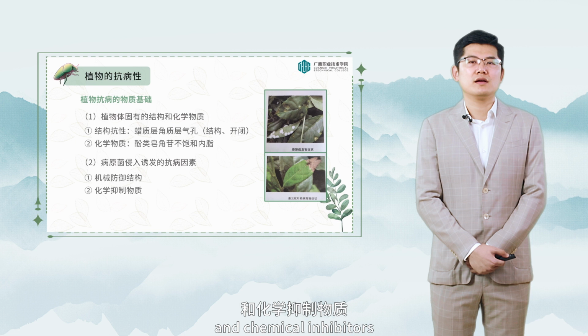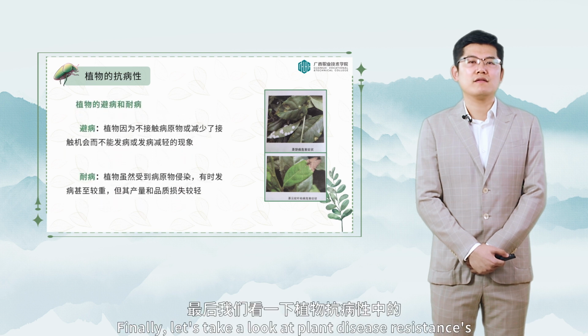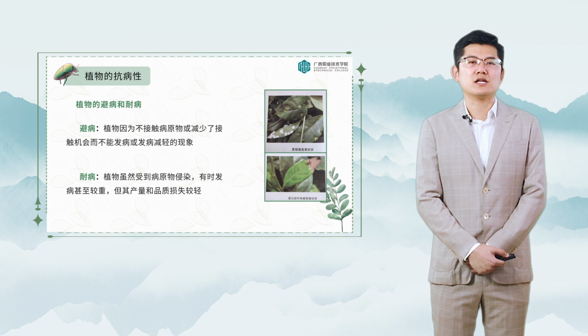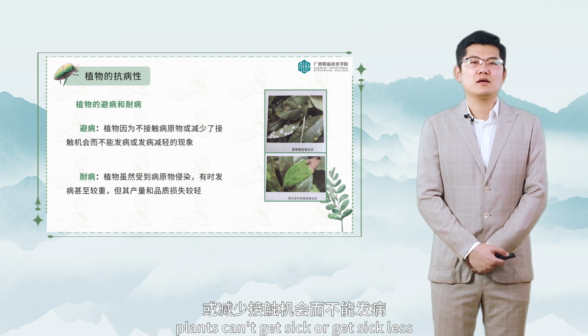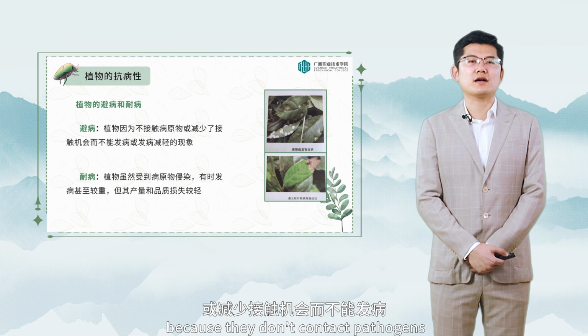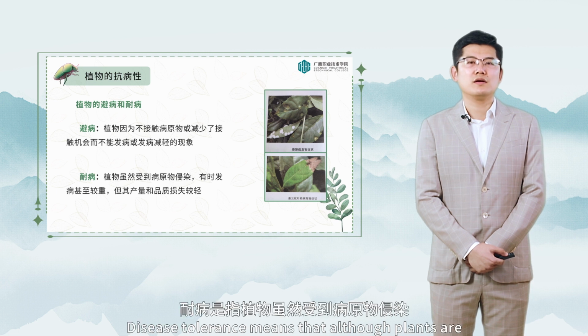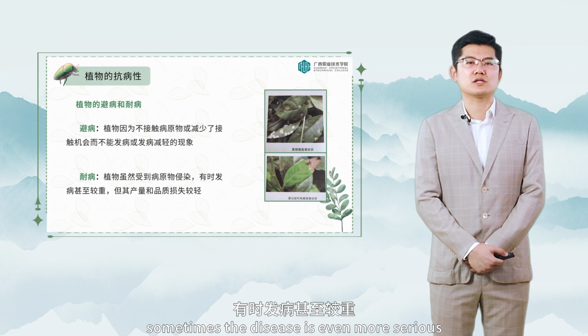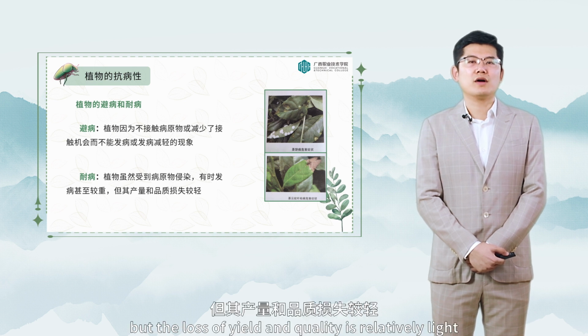2. The disease resistance factors induced by pathogen invasion include two kinds, namely mechanical defense structures and chemical inhibitors. Finally, let's take a look at plant disease avoidance and disease tolerance. With disease avoidance, plants don't get sick or get sick less because they don't contact pathogens. Disease tolerance means that although plants are infected by pathogens, sometimes even more seriously, the loss of yield and quality is relatively light.